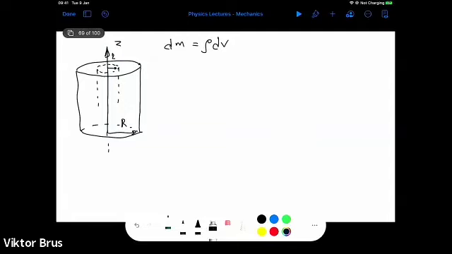And we consider another cylinder around this one. The difference between the radius of the internal and external cylinder will be dr, very small. So these two radii are very close to each other: the first is radius r, and the second one is r plus dr. And also it goes down.